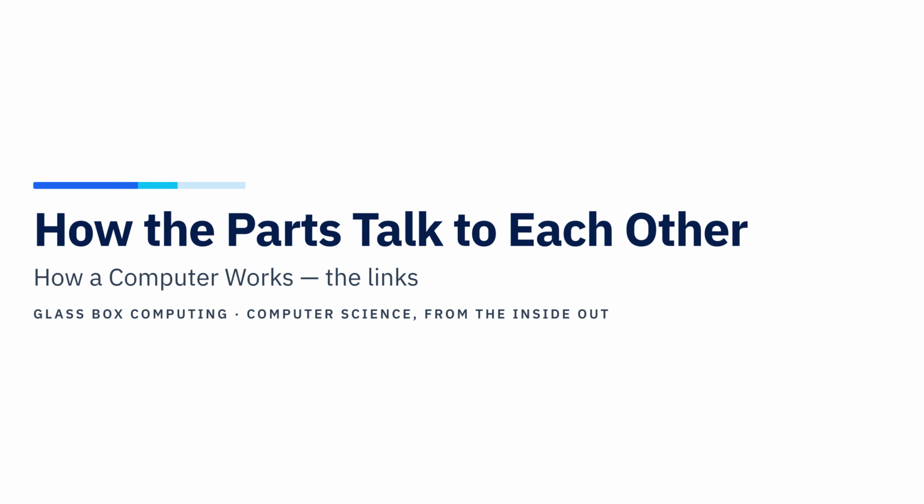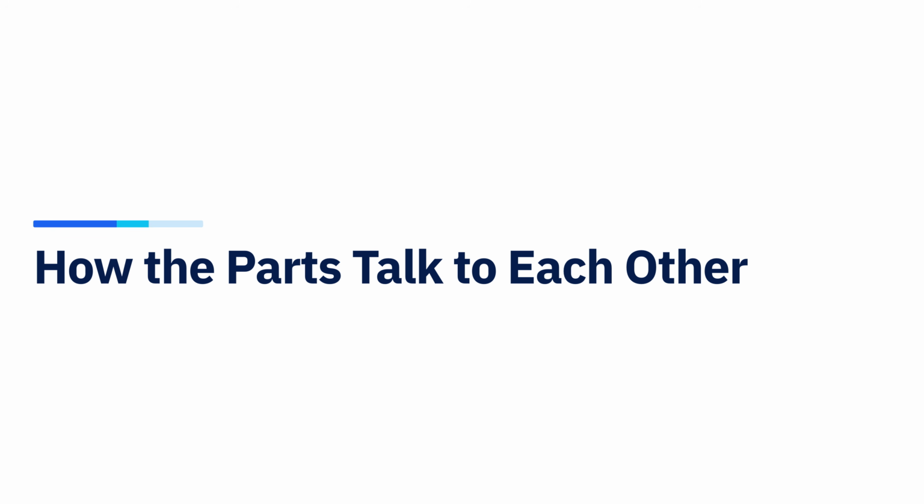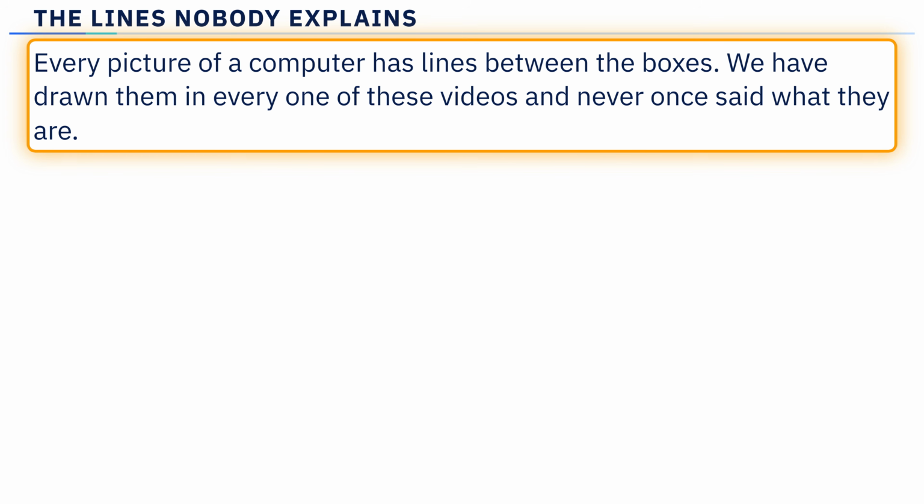Today, we look at the lines between the parts of a computer and follow one keystroke across the whole machine. You do not need any background. How the parts talk to each other. Every picture of a computer has lines between the boxes. Yours has them, ours has them, and almost nobody explains what they are.